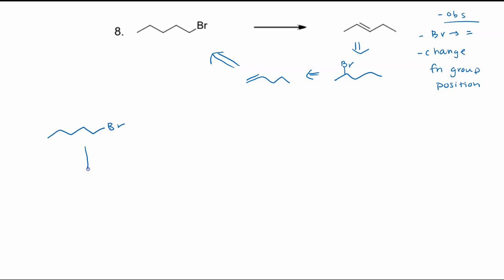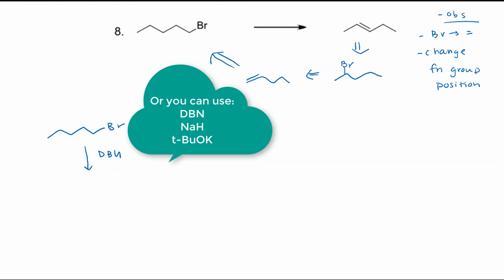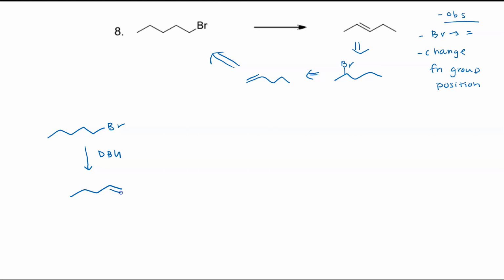I just need any base, so I can use DBU. You can use DBN. You can use sodium hydride. T-butoxide also works here because the leaving group's on the end, so that would work as well. And that will give us this alkene here. We want to go to this bromo at the secondary position, or the Markovnikov, so then you would use HBr.